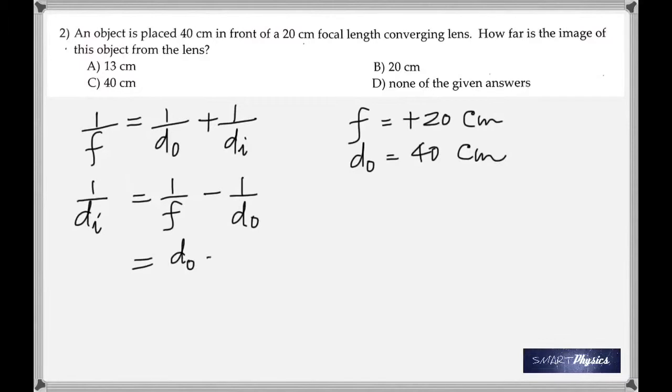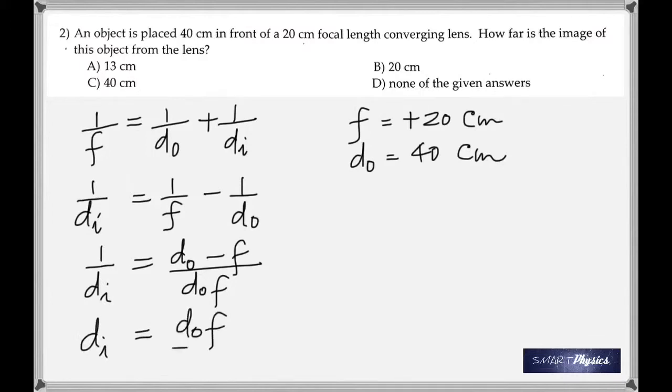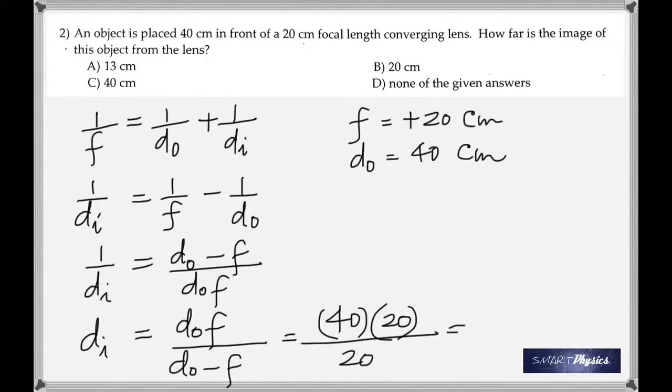When you rearrange, this is how we get DI: 1 by DI is DO minus F by DOF. So DI is DOF by DO minus F, which gives 40 times 20 by 40 minus 20, which is 20, of course. And so that gives 40 centimeter.